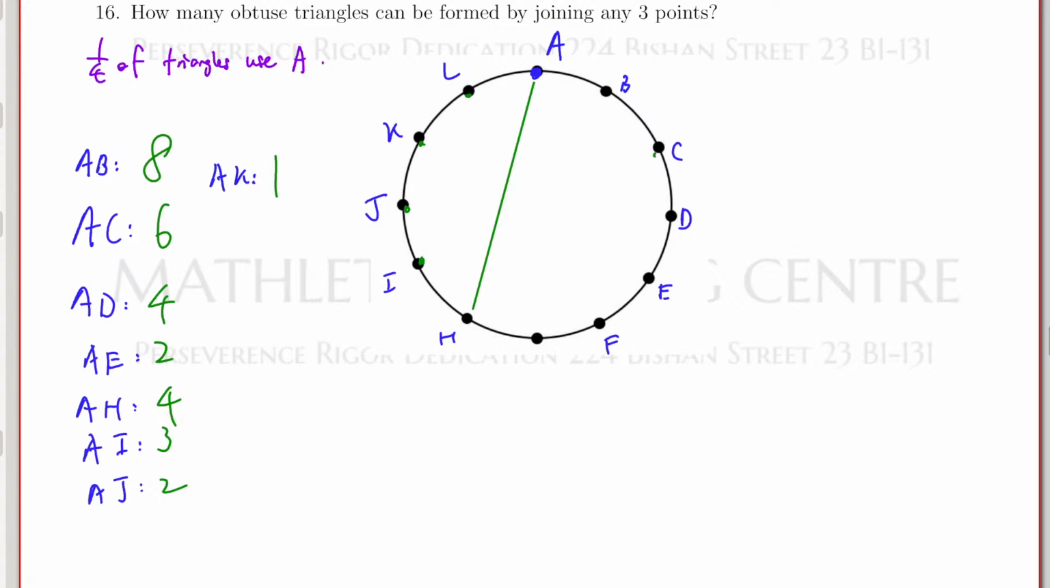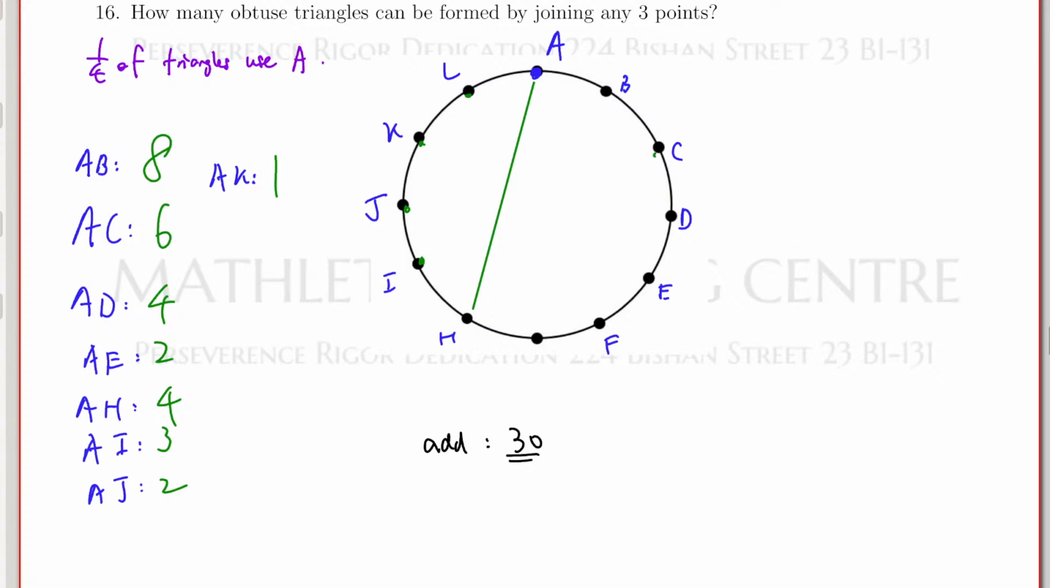So therefore, the ones that use point A, how many are there actually? If you add up, you can see that there are 30 of them. Right? 8 plus 6 plus 4 plus 2 plus 4 plus 3 plus 2 plus 1.